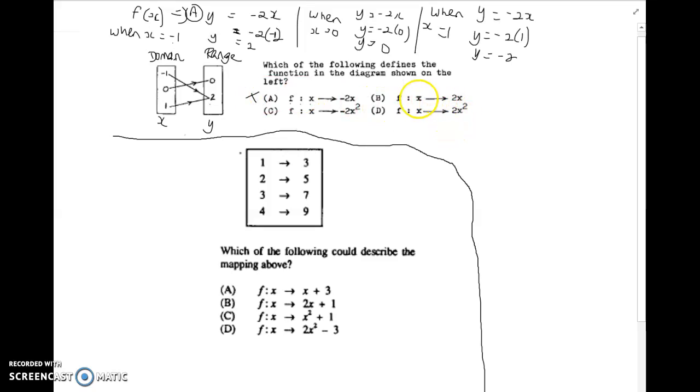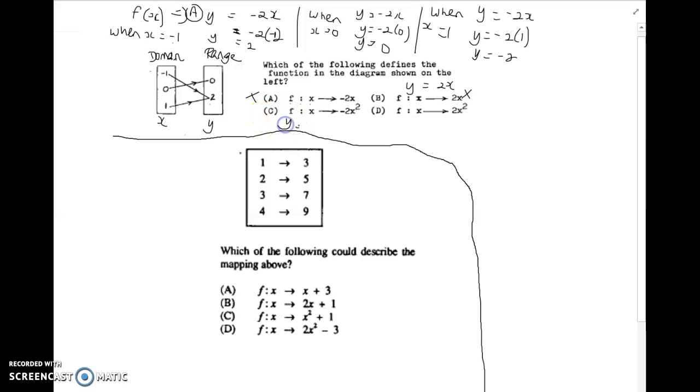So let's look at B. This is really y is equal to 2x. So let's check when x is -1. When x is -1, I will get 2 by -1, which is -2. And we don't have -2 here at all. So again, this is not an option as well.